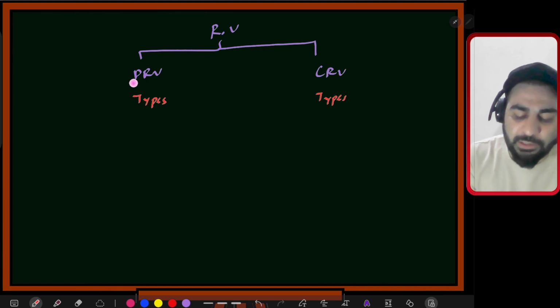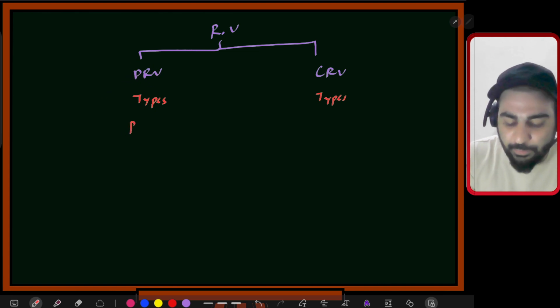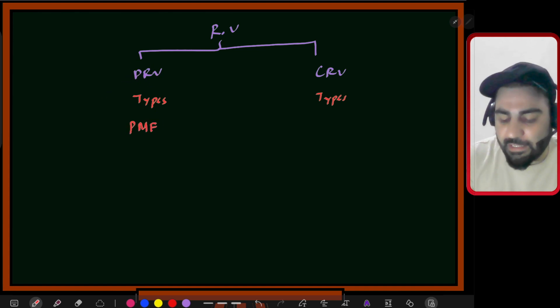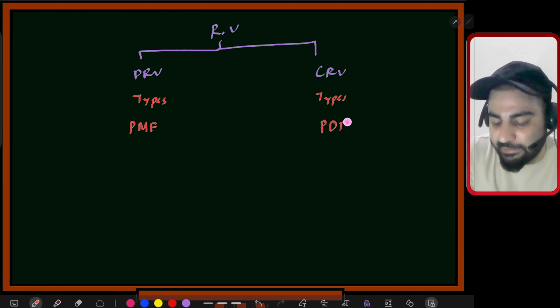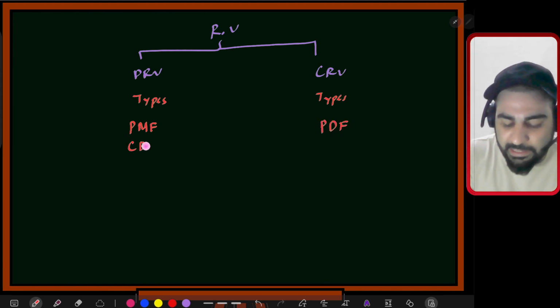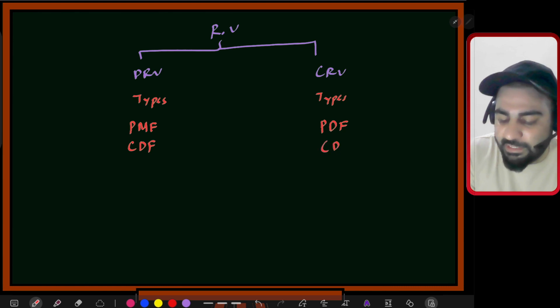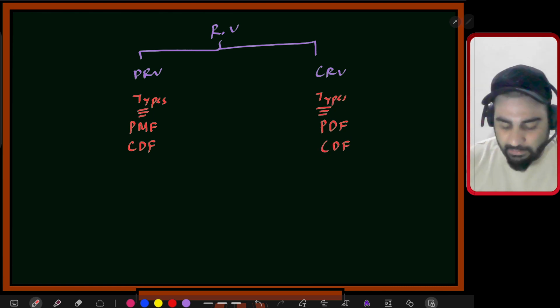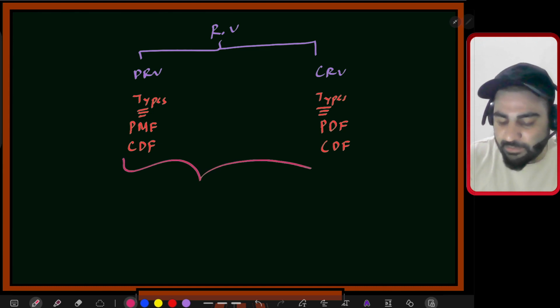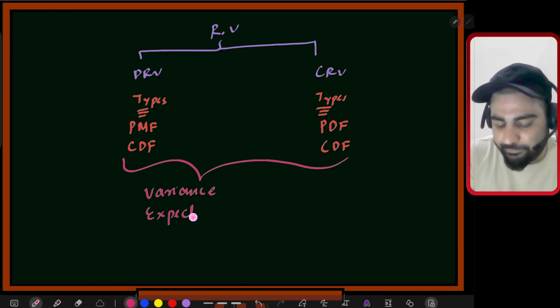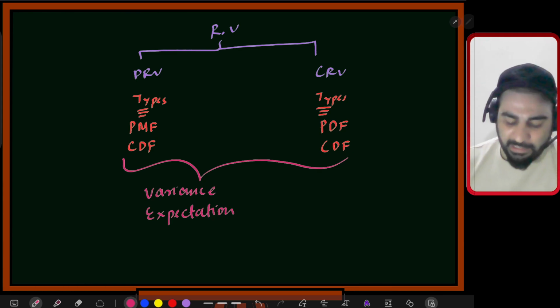The important concept related to discrete random variables was the probability mass function. And here it's called the probability density function. Here we'll have the CDF, cumulative distribution function. Also we'll have CDF over here. There'll be a lot of types here also. For both of these, there are some applicable concepts, like variance and expectation. That's all there is to read about random variables.